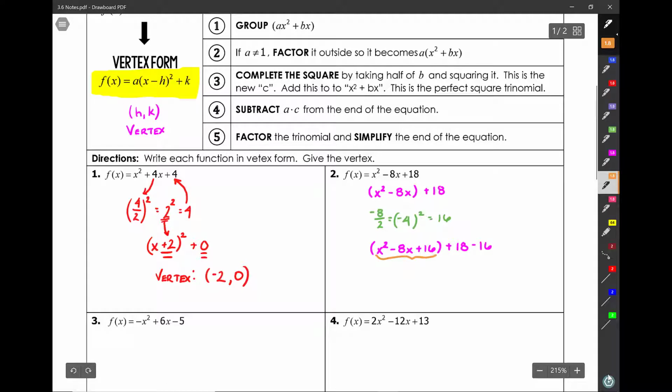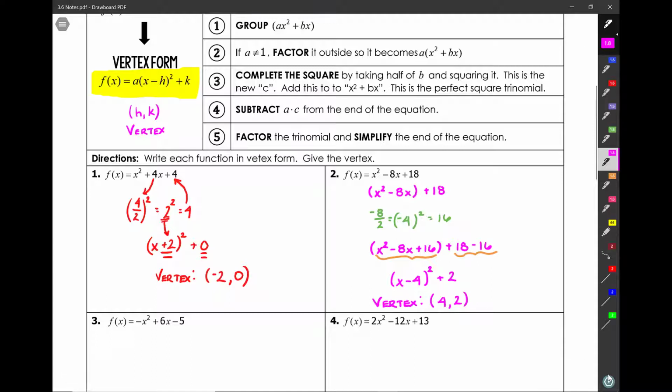Now what we have inside the parentheses is a perfect square trinomial. We know it's a perfect square trinomial because half the -8 is -4. When we square -4, we get positive 16. So we can see now that the parenthetical terms will factor as x minus 4 quantity squared. And then all we have left to do is to simplify 18 minus 16, which is positive 2. And this is actually our vertex form. So we can indicate our vertex now as positive 4, positive 2.